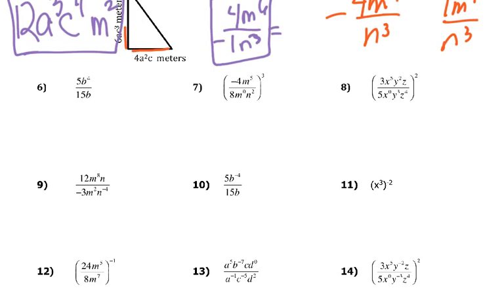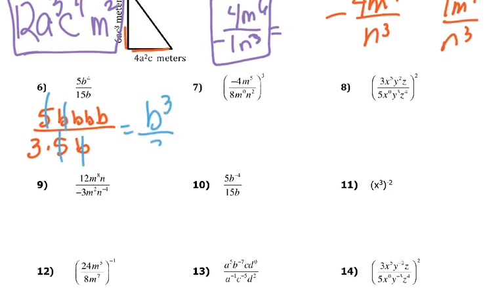Okay, number 6. Again, I'm going to write out 5b to the 4th over 15 is 3 times 5, and then b. And so then what I do is I cancel 5 divided by 5 and b divided by b. So that's going to give me b to the 3rd over 3. Okay, number 7. Everything in here gets the power of 3.